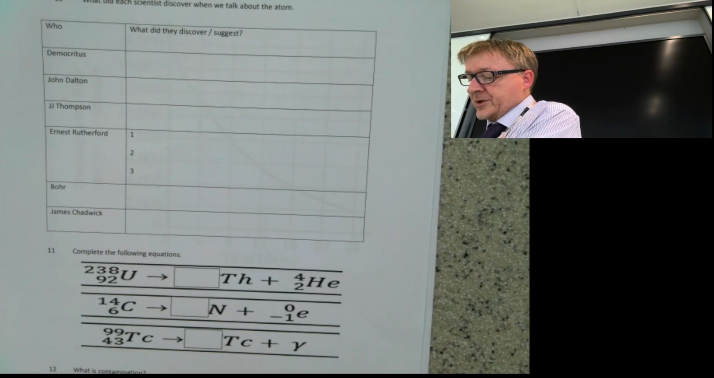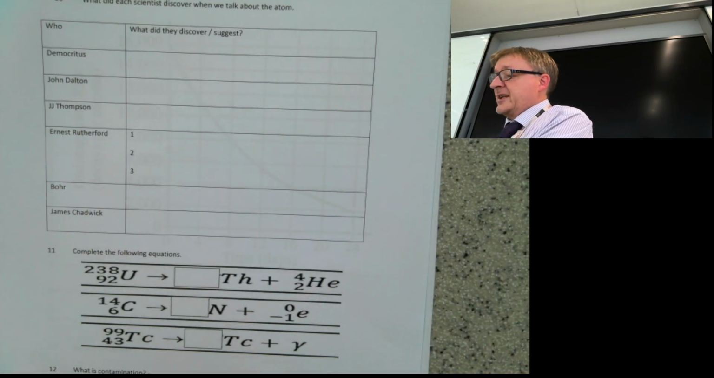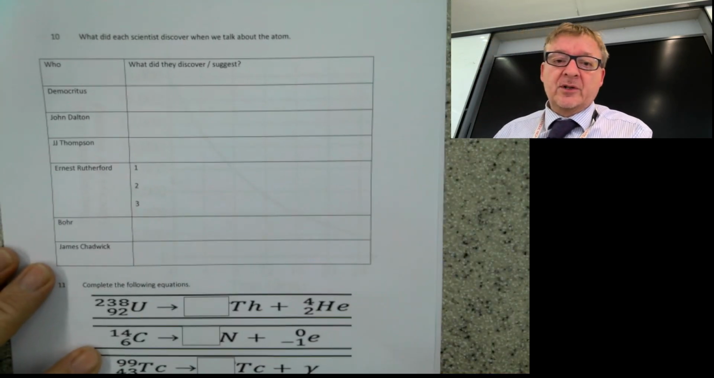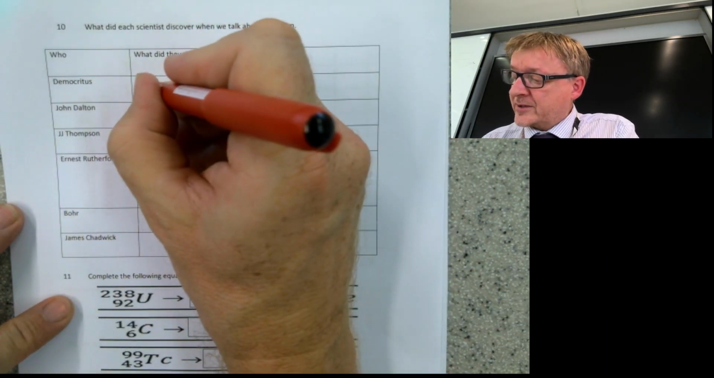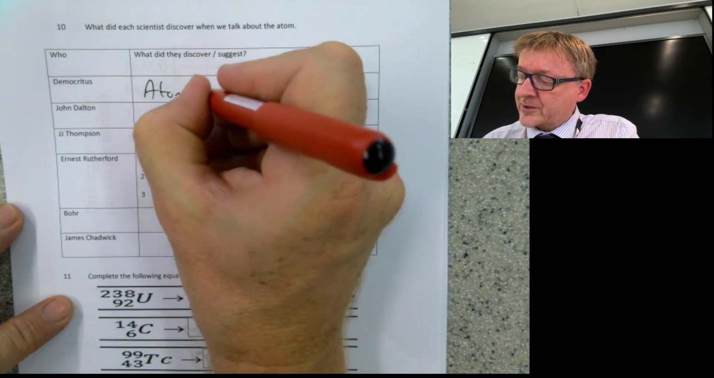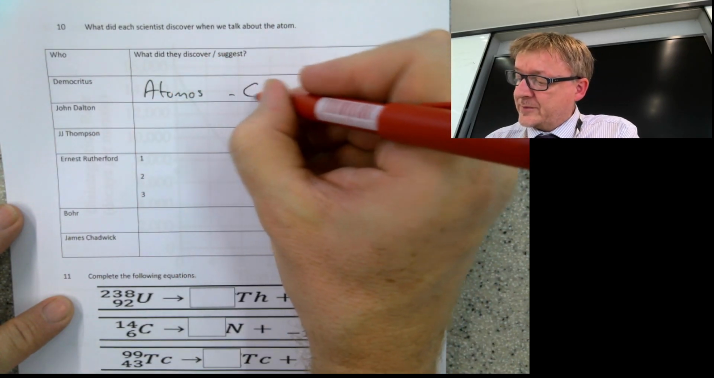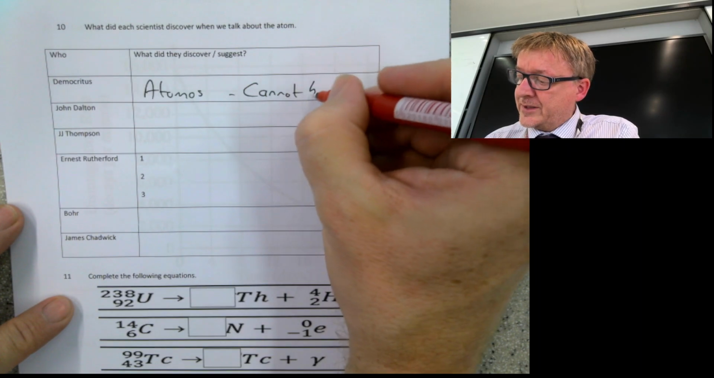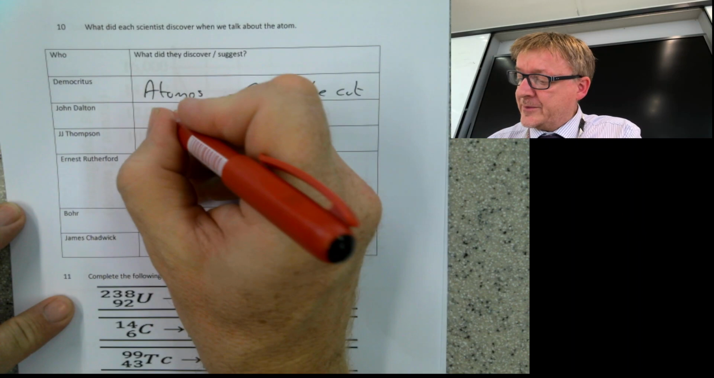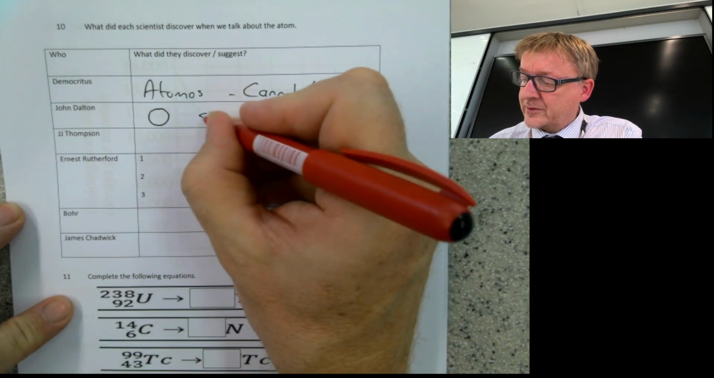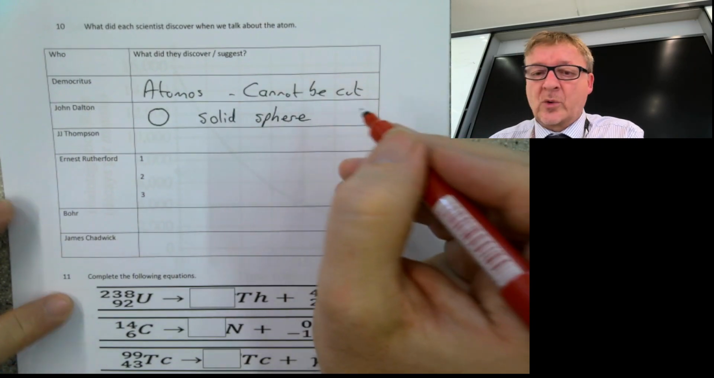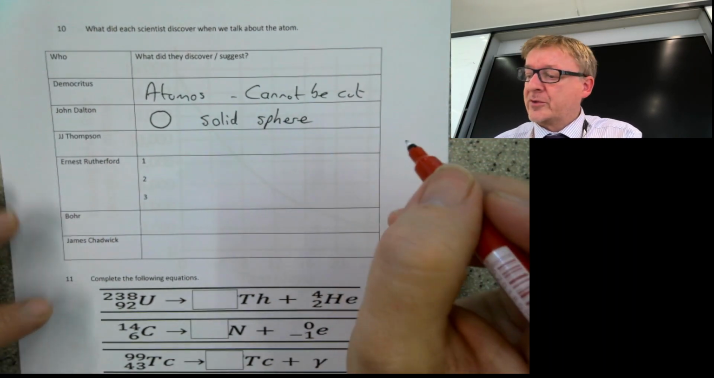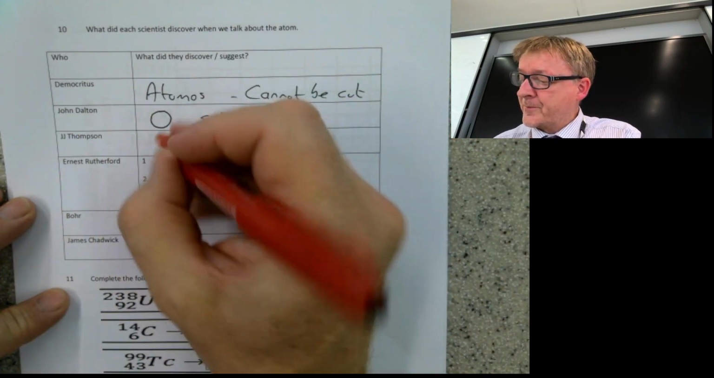Okay, now question number 10, right? Again, it's been on another video already, but what we've just got to do is make sure that we're remembering it each time. So Democritus came up with the word atomos, which basically means cannot be cut. John Dalton came up with the principle that they were a solid sphere. It's kind of what we draw these days when we're drawing molecules and things like that, but obviously it's not correct.